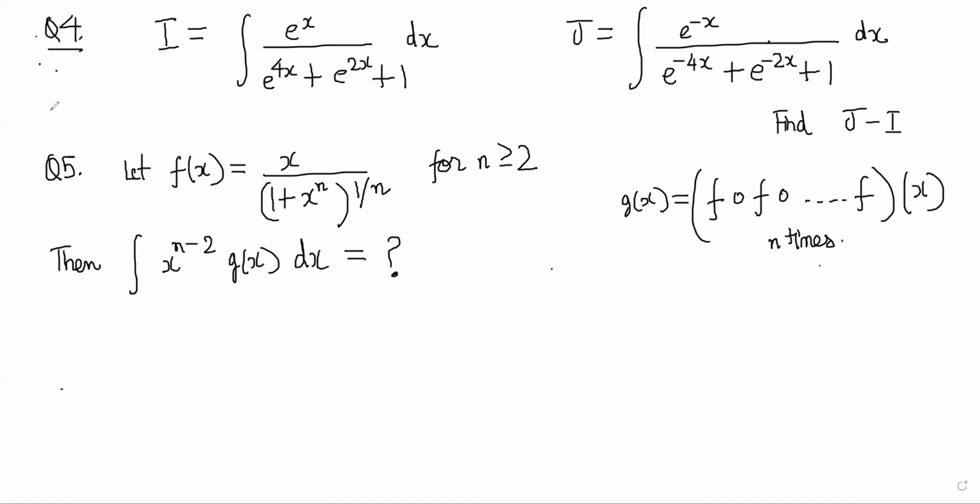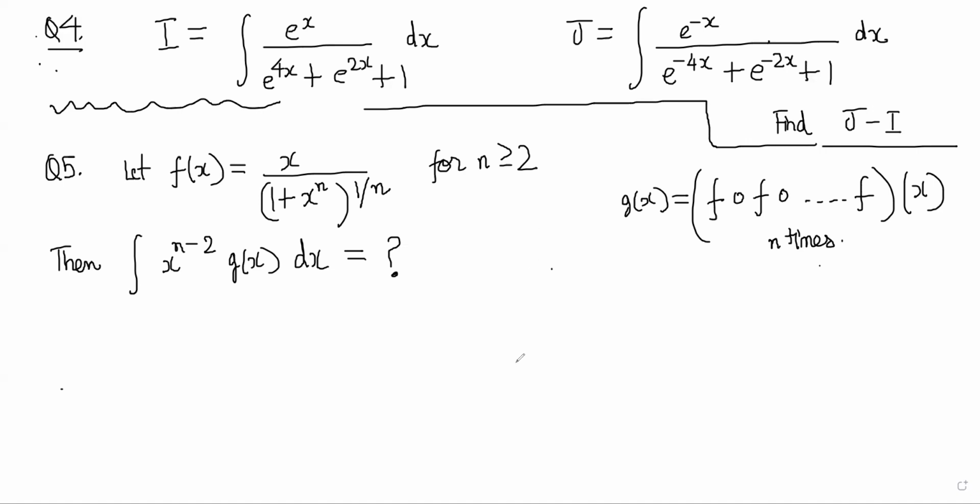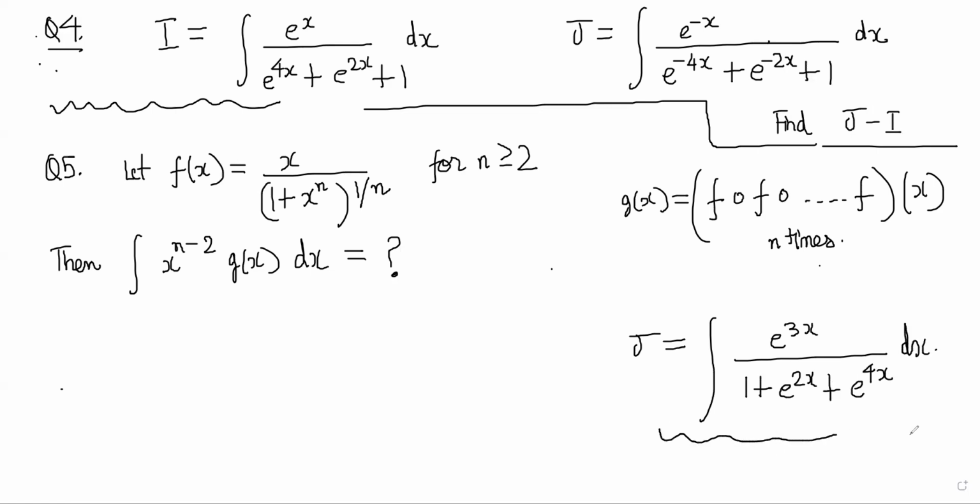Trish, any progress on question 4? Yes, sir. So what I could do was in J part, we can take e power minus 4x common from denominator. Then we get e power 3x on top. Then we have the denominator same for both I and J, so we can directly subtract. Then the denominator will be same, e power 4x plus e power 2x plus 1. But on numerator, it will be e power 3x minus e power x.